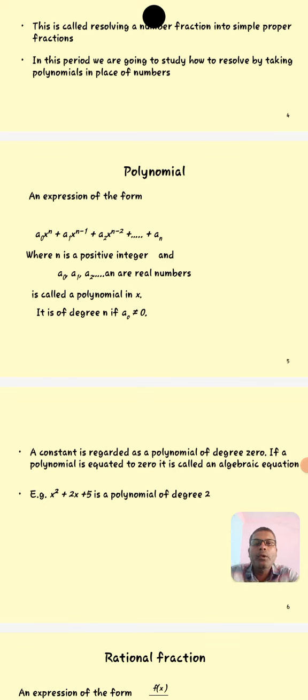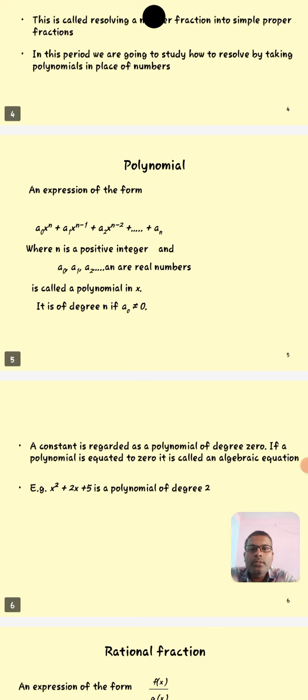Already we know that the word polynomial is a topic from 8th and 9th class. An expression of the form a0 x to the power of n plus a1 x to the power of n minus 1 plus a2 x to the power of n minus 2 plus so on plus an, where n is a positive integer and a0, a1, a2, so on, an are real numbers, is called a polynomial in x. It is of degree n if a0 is not equal to 0.